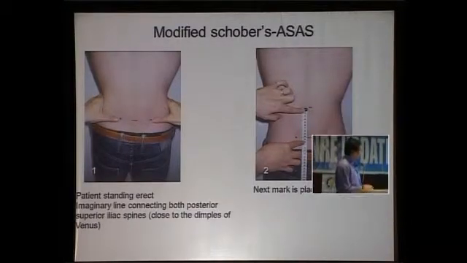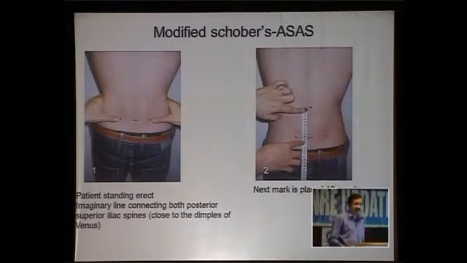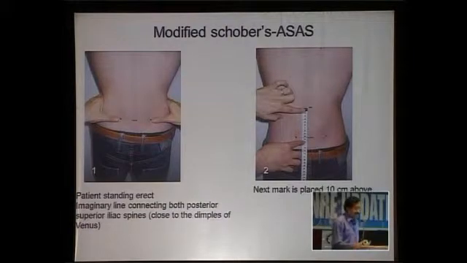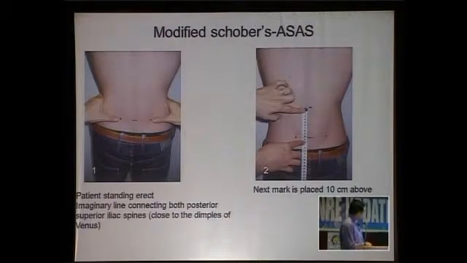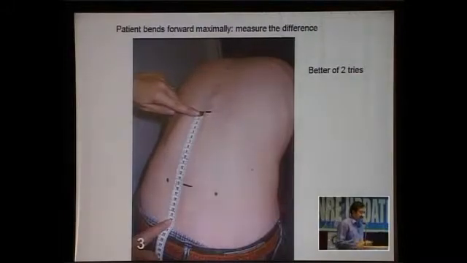Modified Schober's, there are different ways you measure Schober's. I do not want to confuse the audience. This is one of the recent recommendations by ASAS. You have to mark a line connecting the posterior superior iliac spines close to the dimple of Venus, and then mark 10 centimeters above. Ask the patient to bend forward maximally and measure the difference.